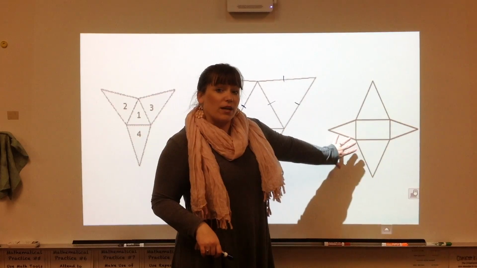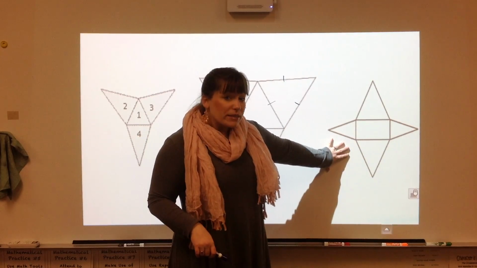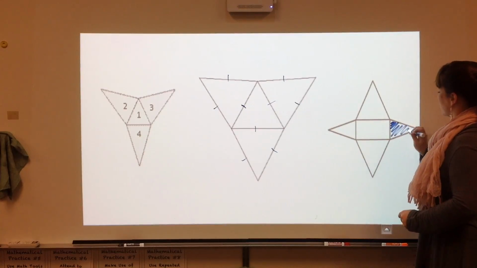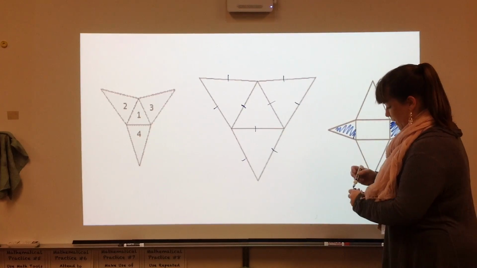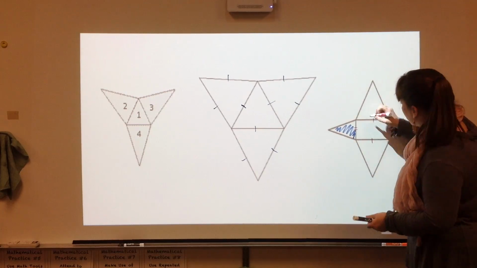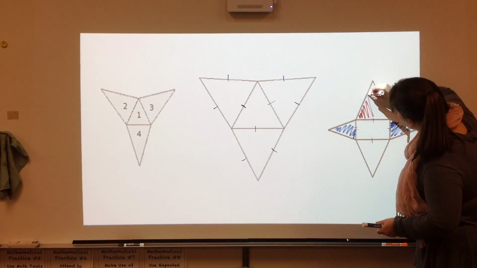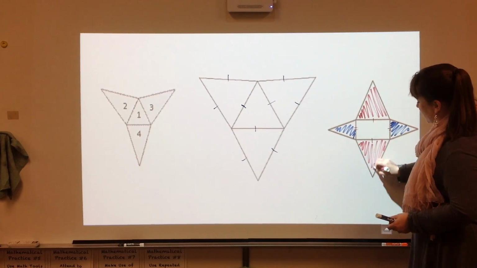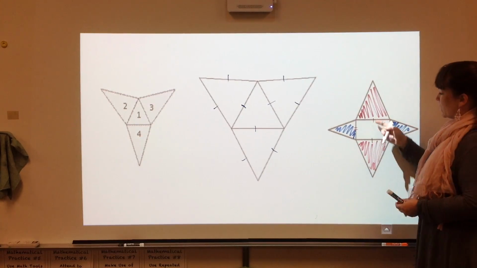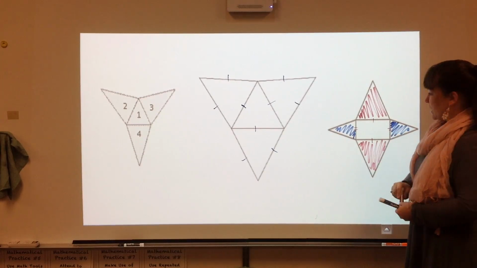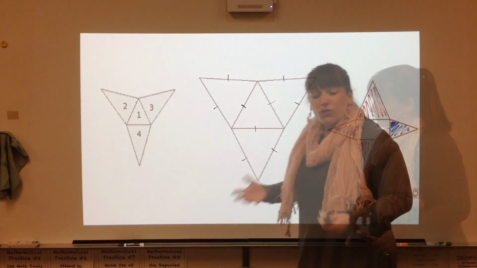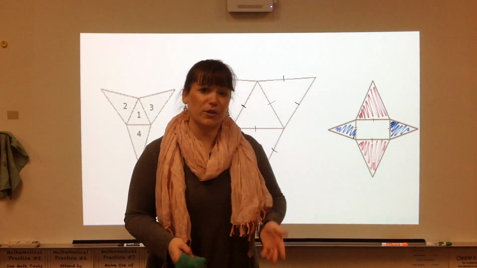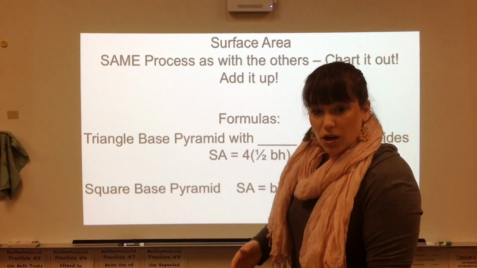The last one is when the pyramid has a rectangle base. These are going to have opposite triangles having the same area. Opposite sides of the rectangle will be the same. So that means that this top triangle and the bottom triangle are going to be the same area because of the line segment being the same on either end of the rectangle. So those are just some pictures to get us familiar with what we're going to be creating when we draw a net. So let's talk surface area.